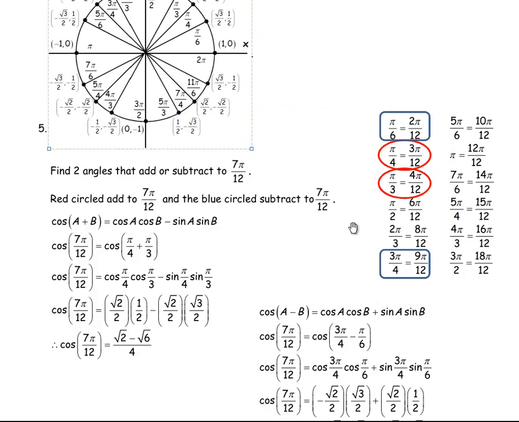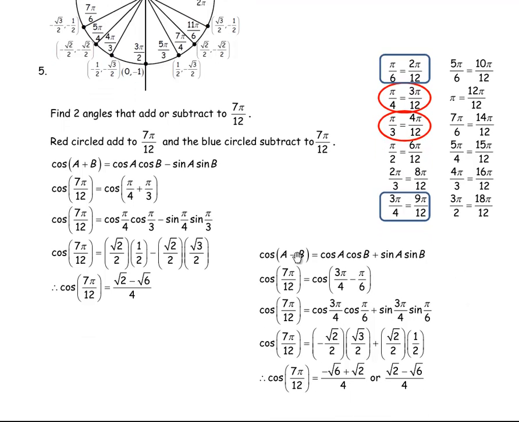Let's put that unit circle up there the other way. If you find two angles that subtract to the same 7 pi over 12. So for example, pi over 6 is 2 pi over 12. 3 pi over 4, we multiplied by 3 top and bottom, is 9 pi over 12. If you take 9 pi over 12 and subtract 2 pi over 12, you get 7 pi over 12. So those two angles subtract to 7 pi over 12. So I could use the cosine A minus B identity like this. So my A is the 3 pi over 4, and my B is the pi over 6 angle. They subtract to positive 7 pi over 12.